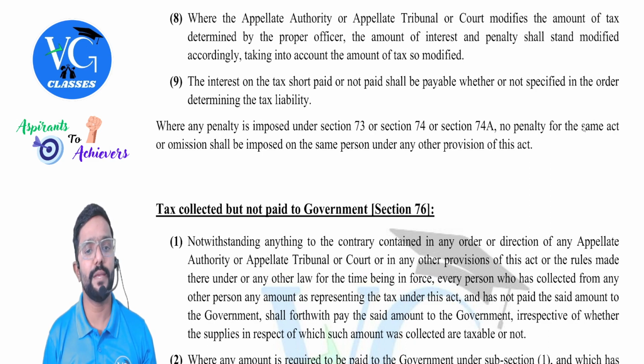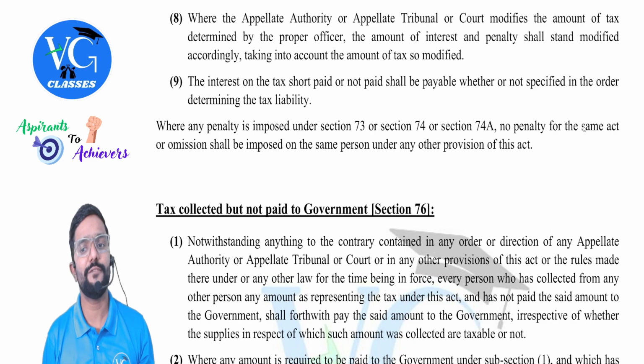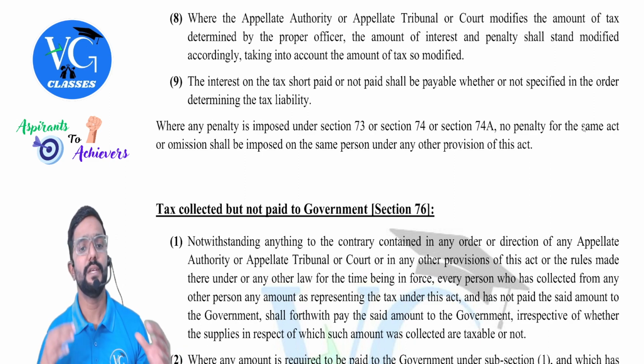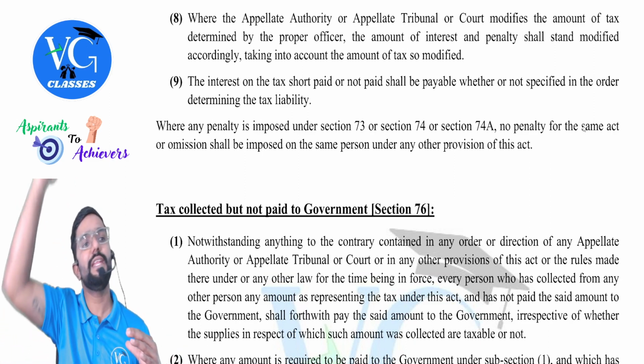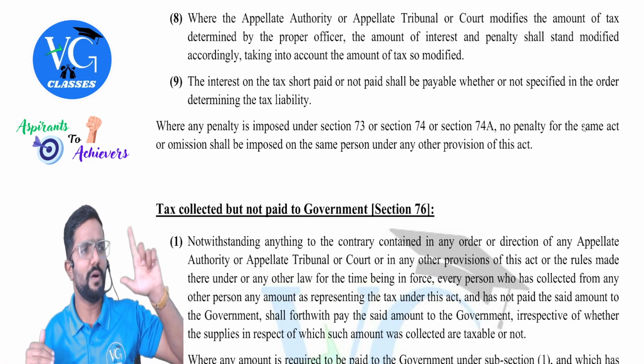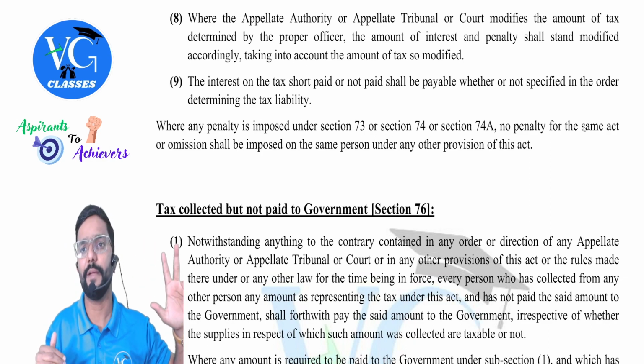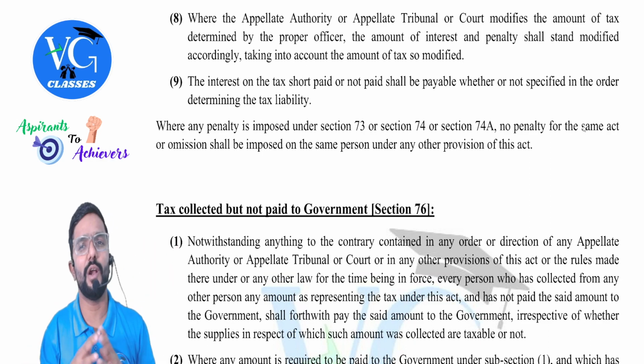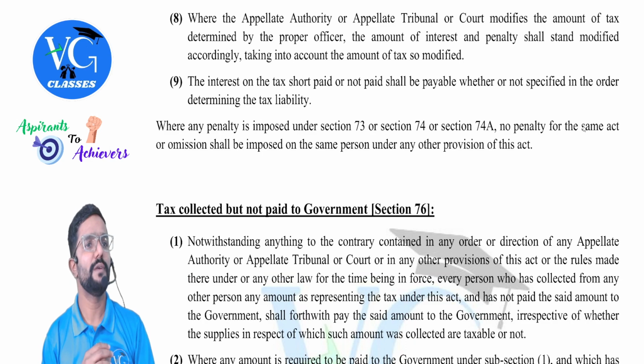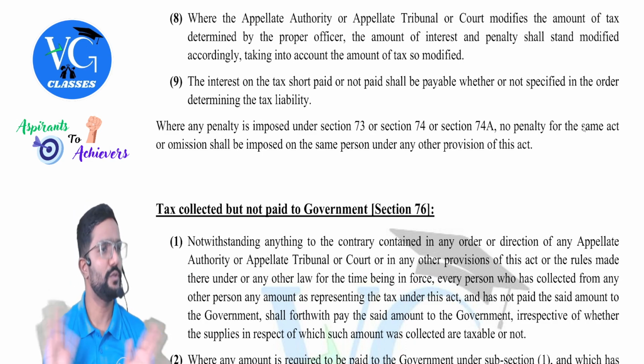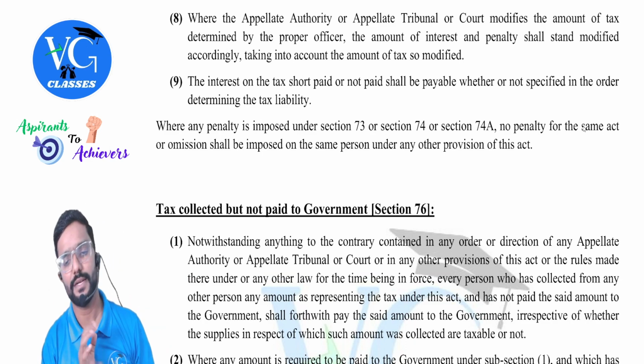Where any penalty is imposed under section 73, 74 or 74A, no penalty for the same act or omission shall be imposed on the same person under any other provisions of this act. Means, if any penalty is levied under any of the three sections, 73 or 74 or 74A. Sir, again for the same ground or for the same problem, will they levy penalty elsewhere? No. No, they will not levy it.